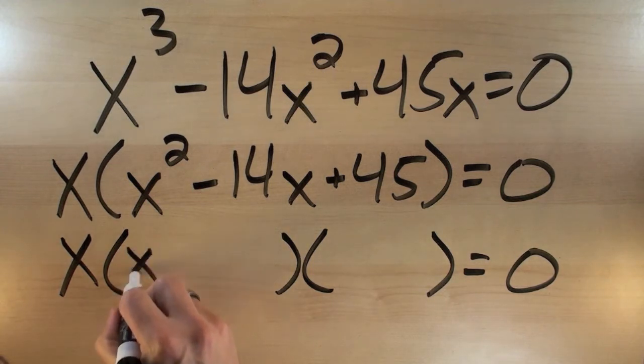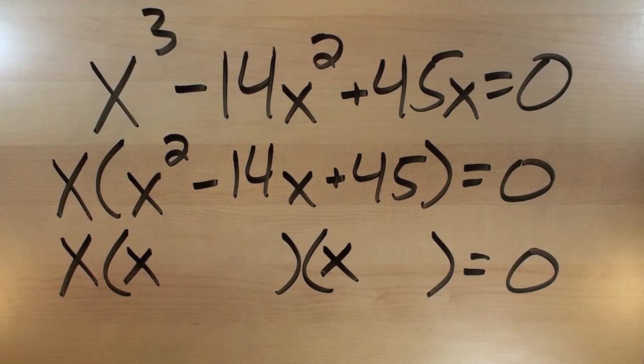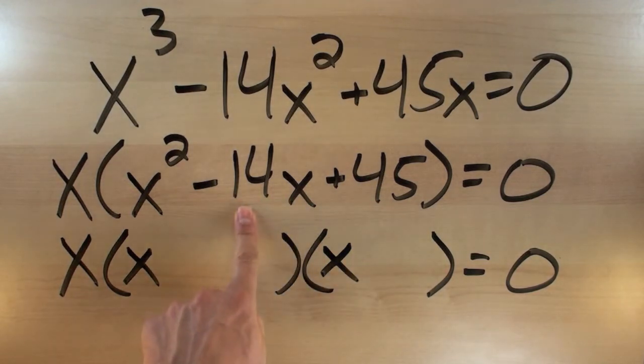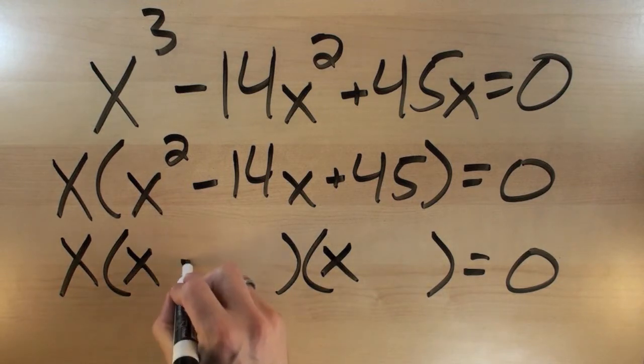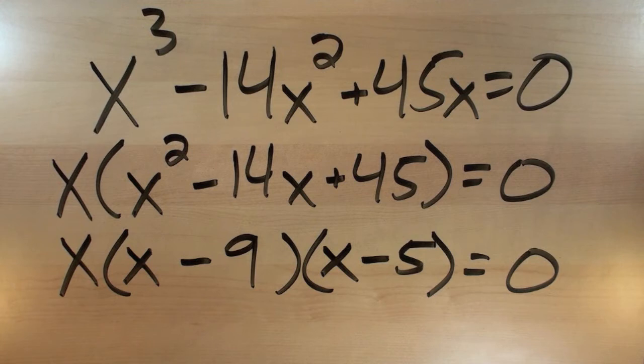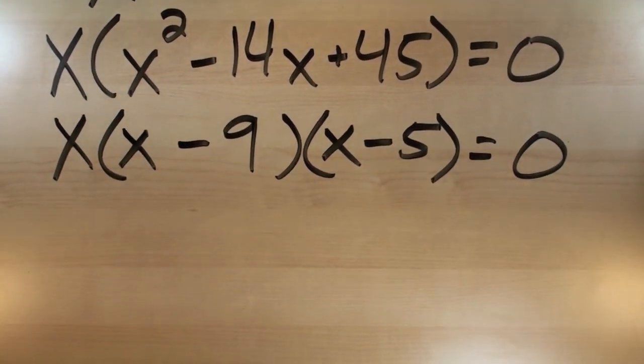Well, x squared is going to break down as x and x. We want factors that multiply to positive 45 and add to negative 14. That's going to be minus 9 and minus 5. Notice in this case we have 3 terms being multiplied together, giving us 0.